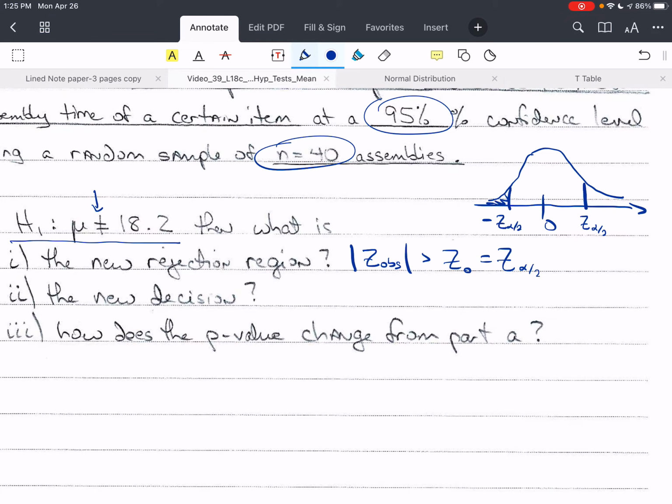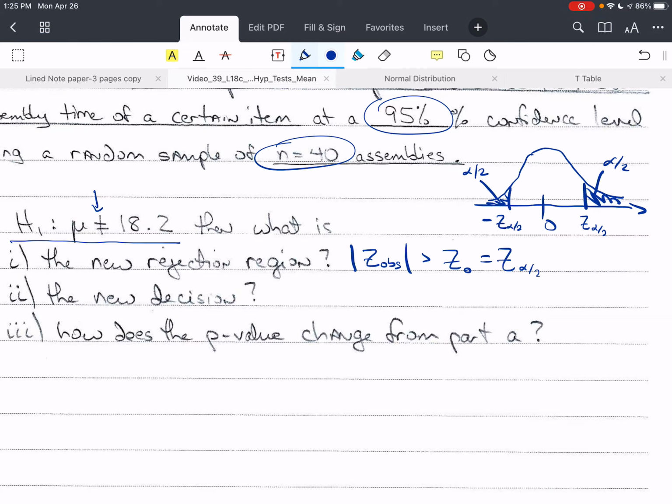So when we add up this area, alpha over 2, and this area, alpha over 2, it adds up to alpha. Okay. So our rejection region is we don't care if z is positive or negative. We just take the absolute value. We just care about how far away from 0 it is, and that's what the absolute value is. It's a distance from 0. So the distance from 0 is greater than z sub alpha over 2.